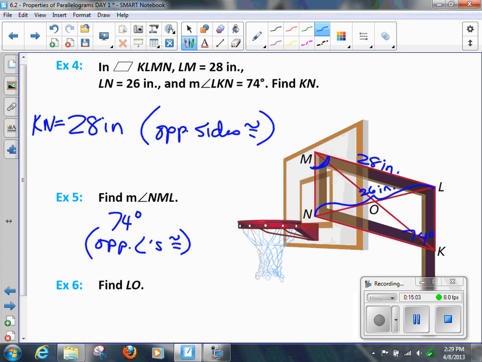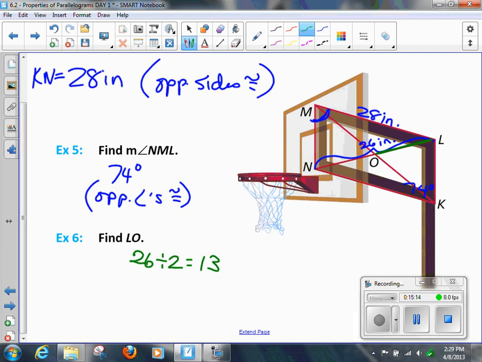Look at it again. LO is half of 26, which is 13. 26 divided by 2, which is 13. Why? What's the property? Diagonals bisect each other. You need to write that down.